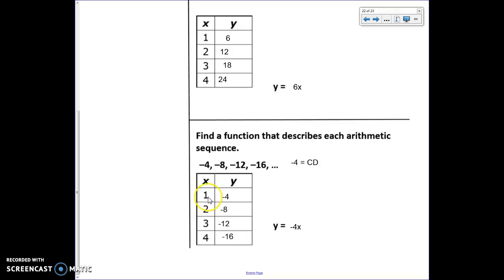If I were to go backwards, so this was here, this was going down. So to go up another 4 from here would be 0. -4 times 0 would be 0. Yep, that did work out.